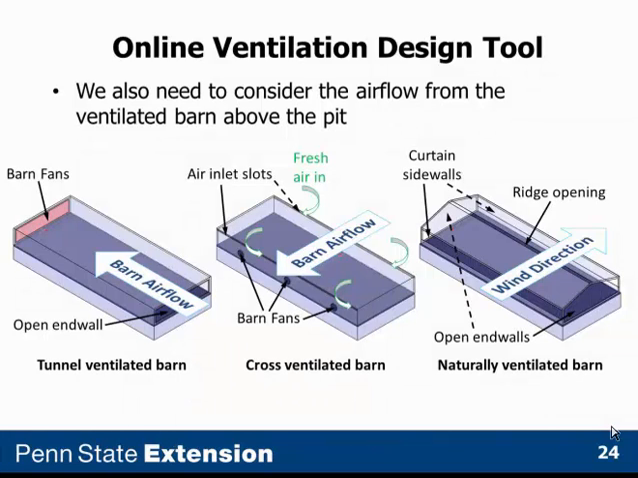And I would just make a comment here. In our simulations, we assume that the wind speed is at least 5 miles per hour. We wouldn't recommend that you ventilate the pit unless you have at least a 5 mile an hour wind speed, and the wind direction is assumed to be within plus or minus 45 degrees of being perpendicular to the long sidewall of the barn.